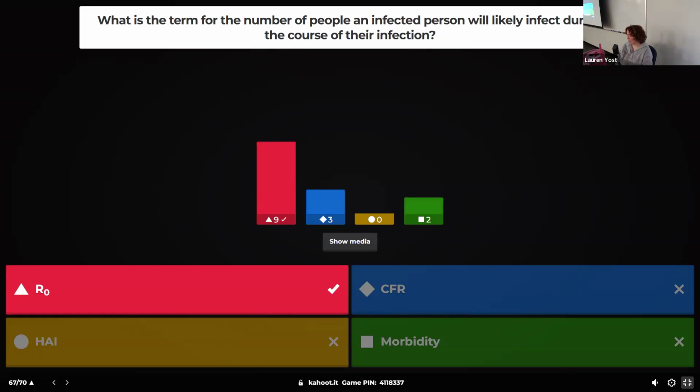CFR is case fatality rate. This is if you get the disease, how likely it is you'll die if we don't treat you. Okay, so that's case fatality rate. HAI is hospital associated infections. I'm telling you, if you're going to go work in a hospital, you will get to know these very, very well. We're talking about catheter associated infections, respiratory equipment associated infections, C. diff and things like that spreading within hospitals. All right, and morbidity, again, is a measure of new cases in a certain time period.